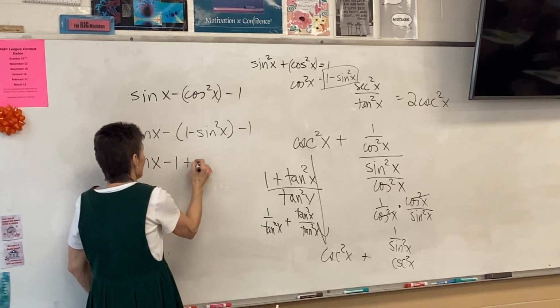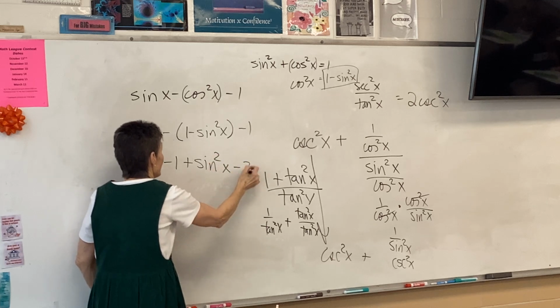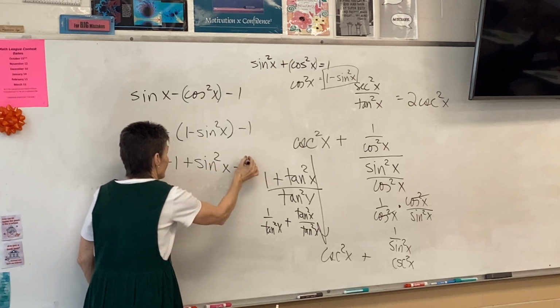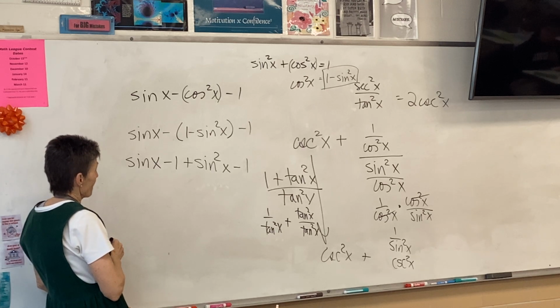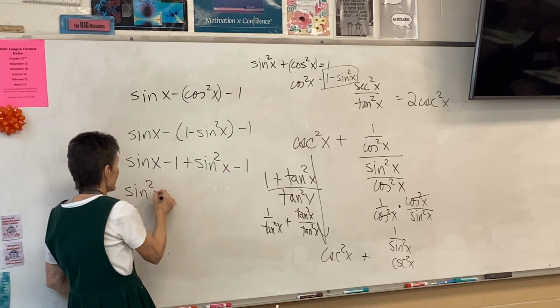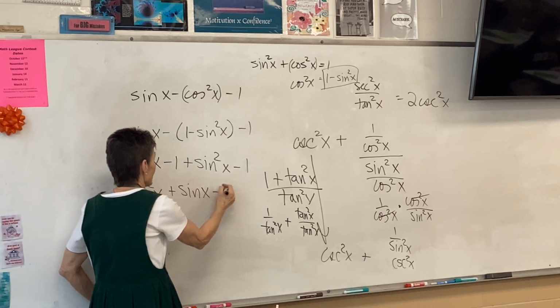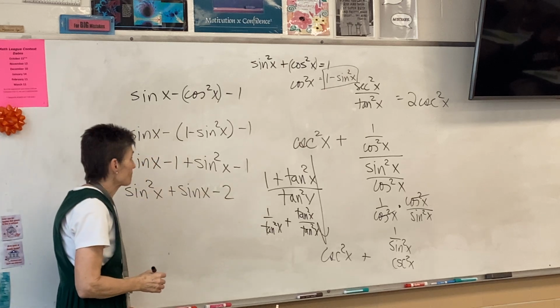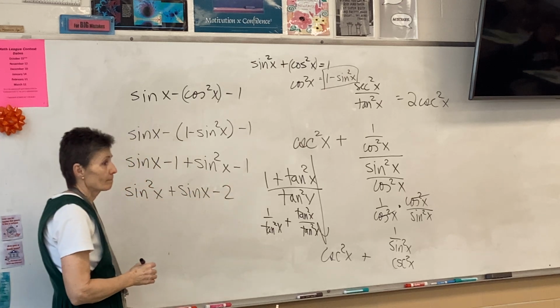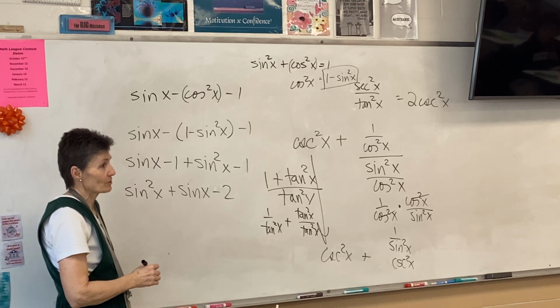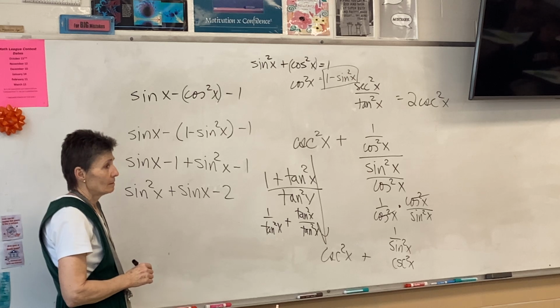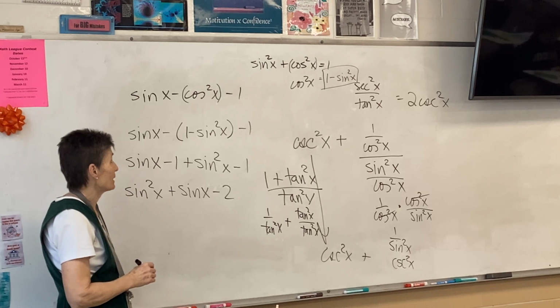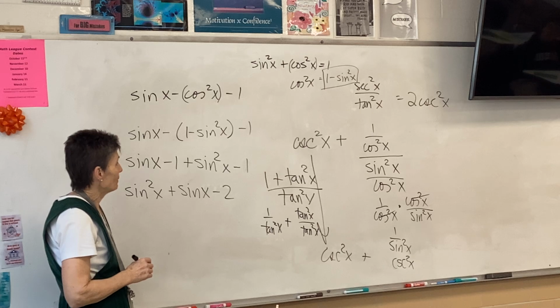Sine minus 1 plus sine squared minus 1. Yeah. So putting it in descending order, sine squared plus sine minus 2. That's it. Nothing else is going to happen. That actually factors, but that won't help because it can't cancel. I think that was a bad problem.